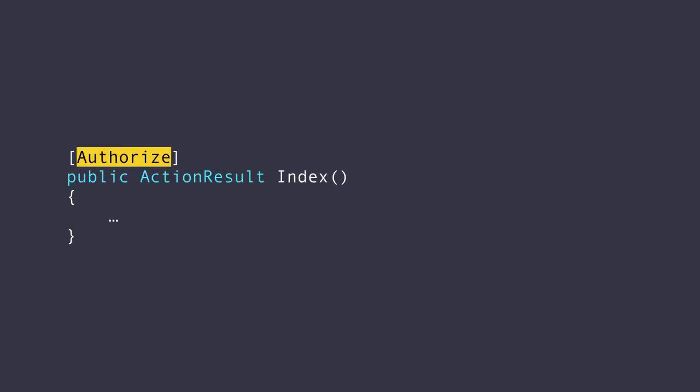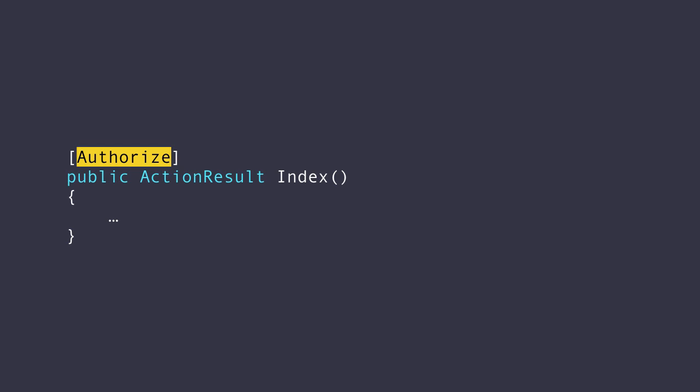In ASP.NET MVC, we have an attribute called authorize. Well, more accurately, we call it a filter. A filter can be applied to an action, and it will be called by the MVC framework before and after that action or its result are executed.